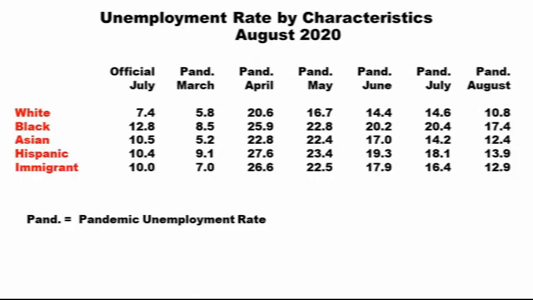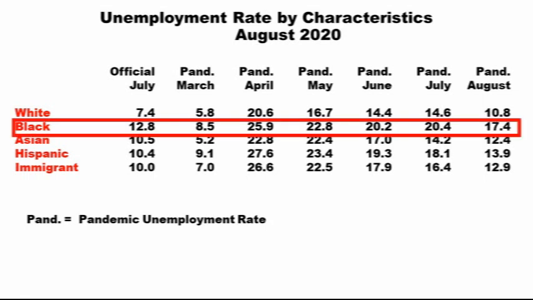Now let's look at the pandemic unemployment rate by demographic characteristic. Let's start with race and ethnicity. The pandemic unemployment rate is over 10% for all racial and ethnic groups, including immigrants. Remember, the overall pandemic unemployment rate was 11.9%. For African Americans, the pandemic unemployment rate is extremely high, 17.4%, and it was over 25% in April.